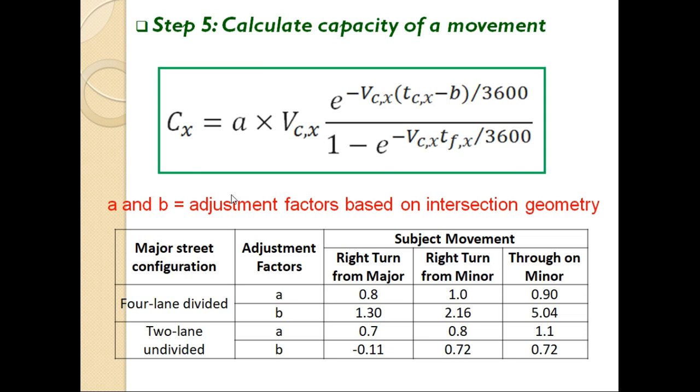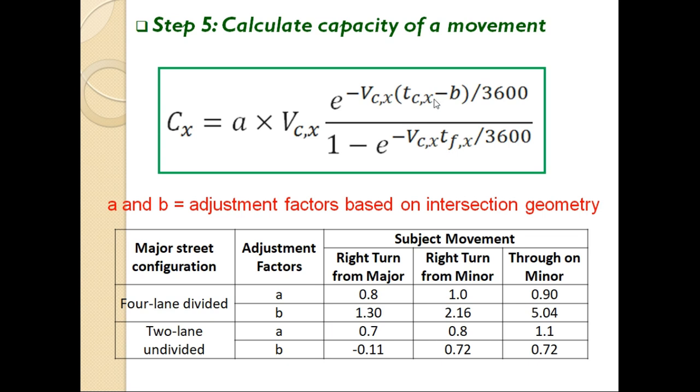Now the capacity for a particular movement X is determined using this equation. It is a modified equation of the Highway Capacity Manual method, where A and B are two adjustment factors, and these adjustment factors will depend upon the major street configuration as well as the subject movement. And this is the table which provides you the value of A, B for different types of conditions. VCX is the conflicting traffic for movement X, TC is the critical gap, and TF is the follow-up time.